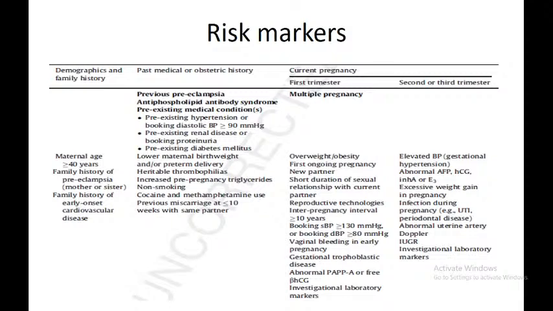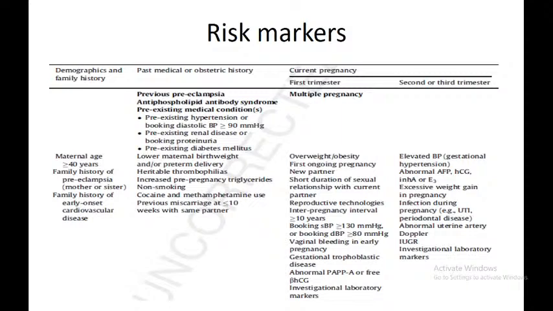And if she inherits any thrombophilias, that is heritable thrombophilias, again the development of preeclampsia is high. And also if her triglycerides are high in the pre-pregnancy period or before conception, again the risk of developing preeclampsia will be high. And also if she is a non-smoker, it's a risk marker. It is usually said that smoking usually prevents this complication. And of course, usage of cocaine or methamphetamine is associated with increased risk.